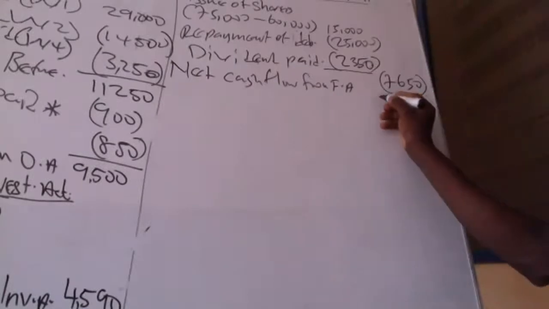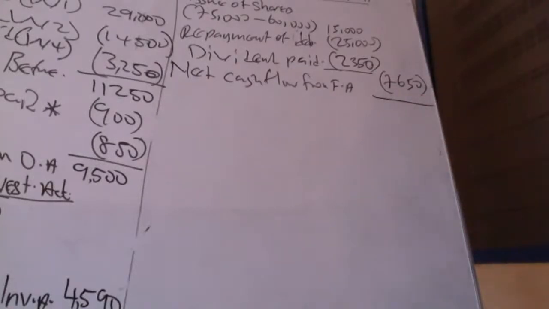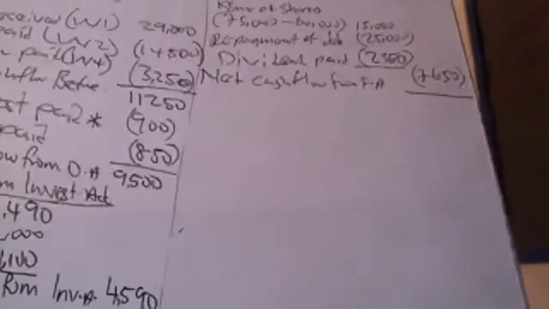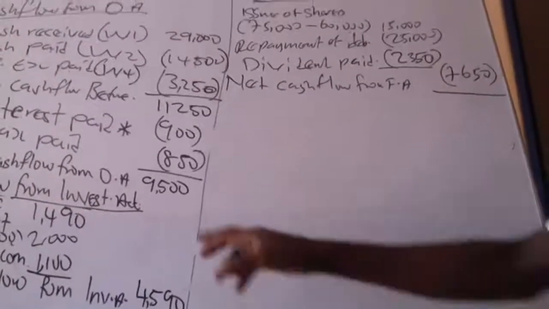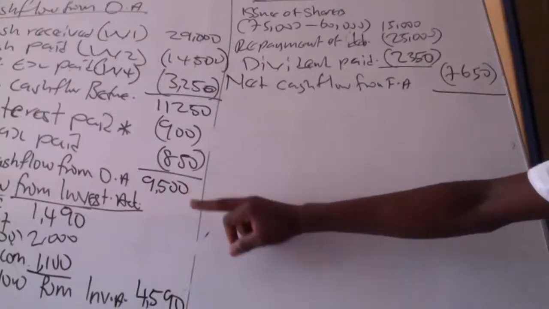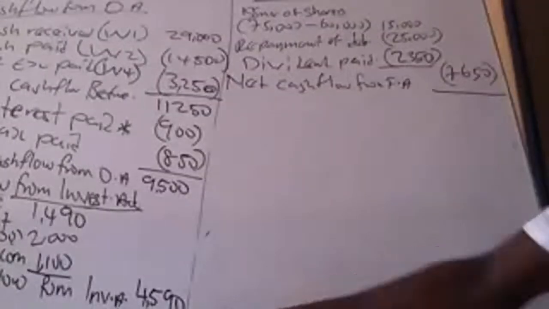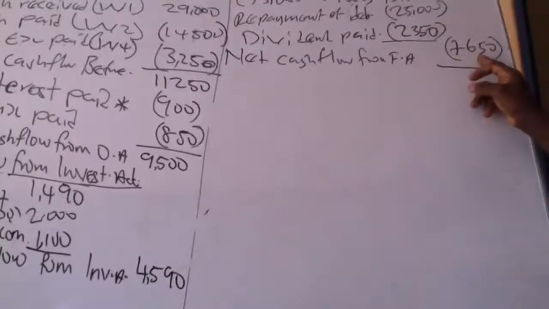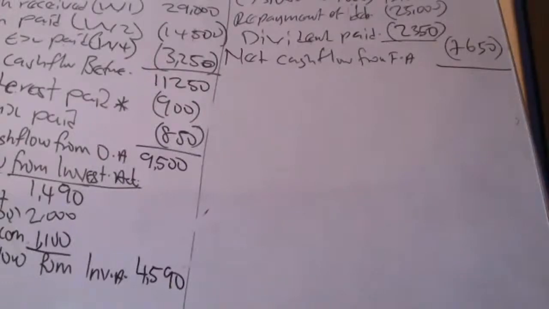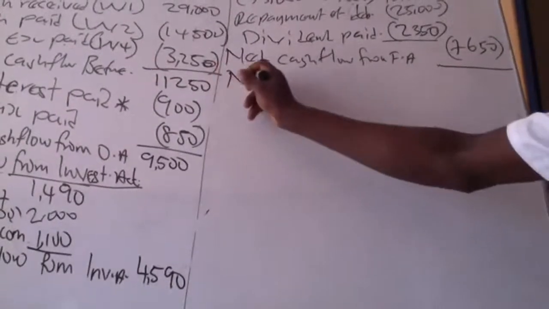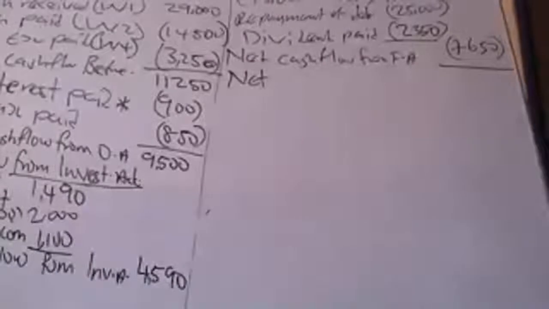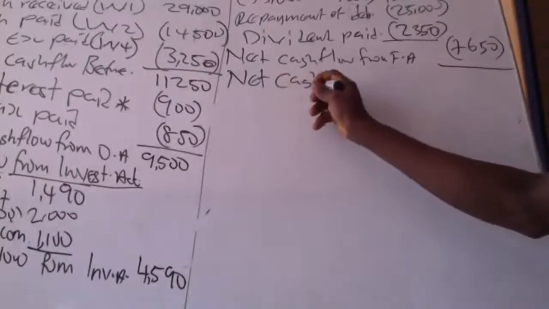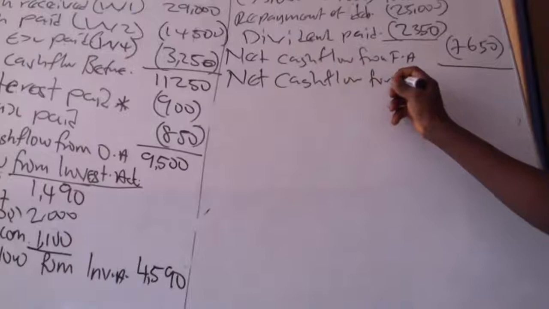Now, you're supposed to add the three answers together. Net cash flow from financing. Good. Go to net cash flow from operating activity. This is the net cash flow from operating activity. And this is the net cash flow from investing activity. Putting one, two, three together, we have the net cash flow for the year. But that figure, we can probably get without adding these three. Yes. So net cash flow for the year.